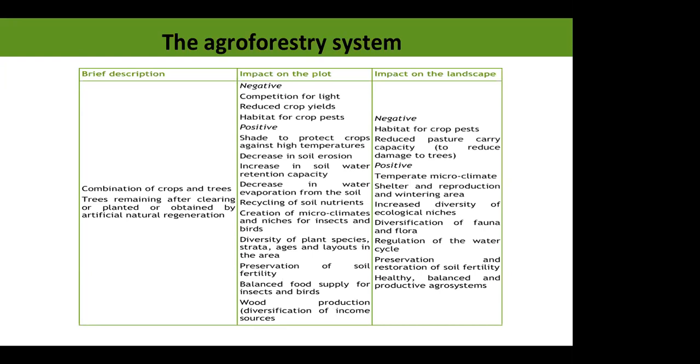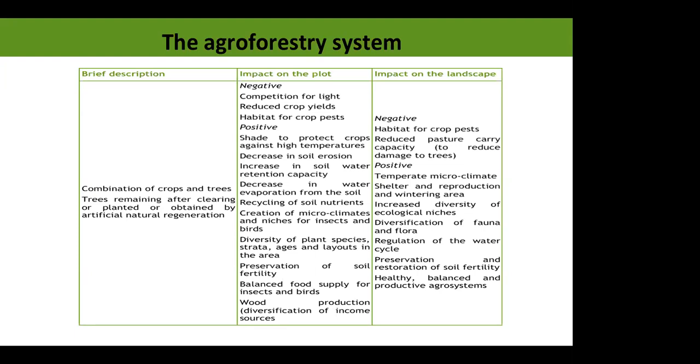So what are the impacts on the landscape? What are the negative impacts? There's habitats for crop pests because now there's a lot of combination of different crops and trees that are being planted. So it might induce crop pests to increase on your farm. Then there's reduced pasture carrying capacity to reduce damage to trees.